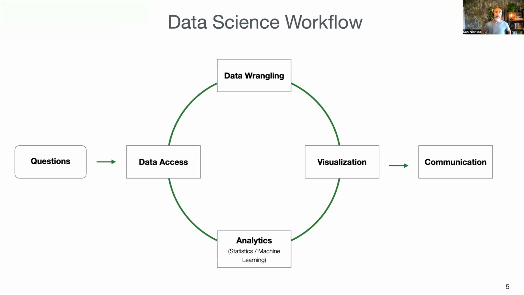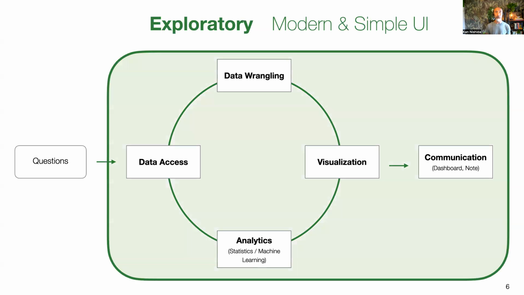When we talk about data science, we usually use this framework or diagram. You start with the questions you want to answer, then you access the data, find the data, and then you prepare, clean up, and transform that data so that you can visualize or analyze with various methods, chart types, and algorithms. When you find some useful insights, you want to share that knowledge with other folks. So communication is also an important piece of the whole data science workflow. Exploratory provides a modern and simple UI to make these 5 tasks of data science easier and more effective.